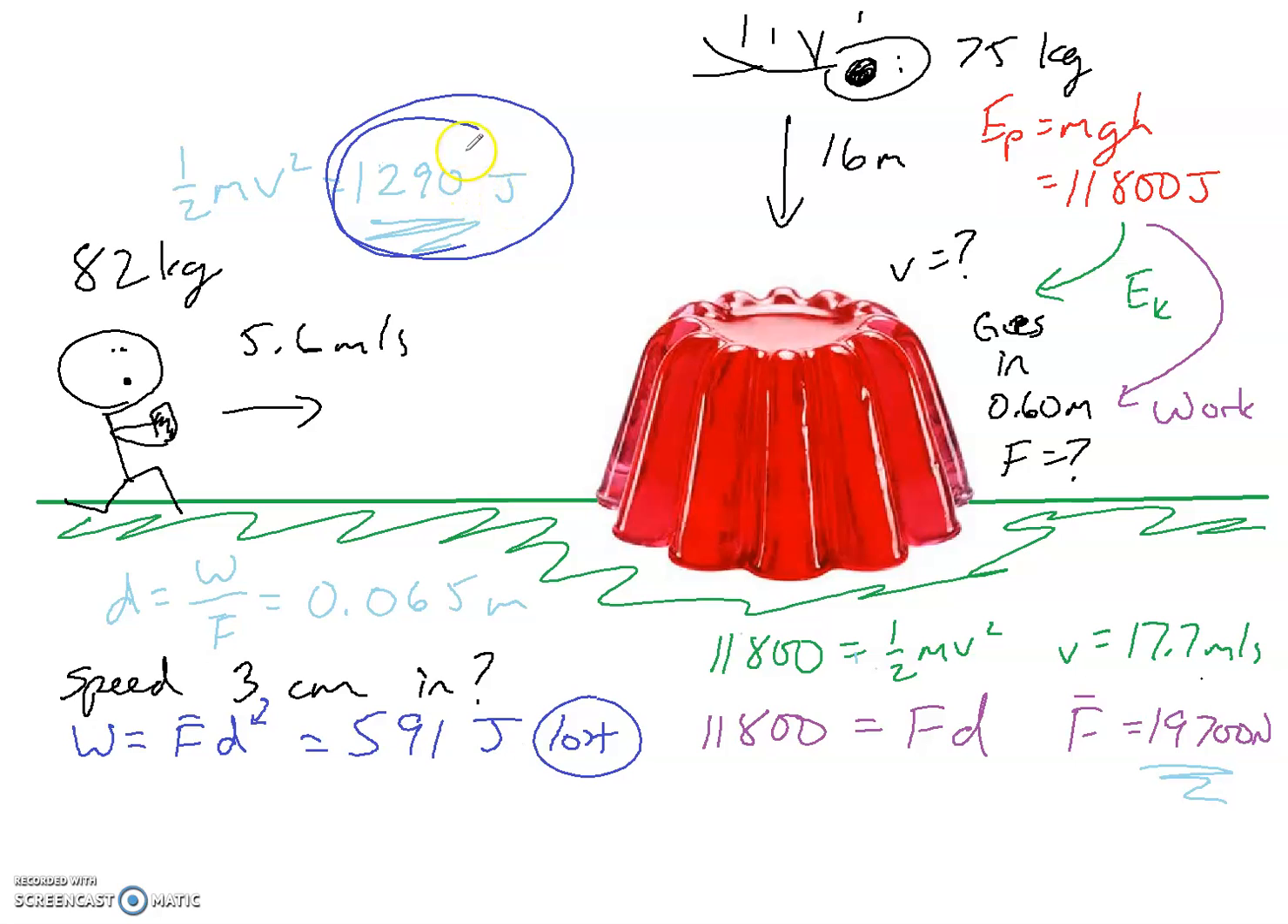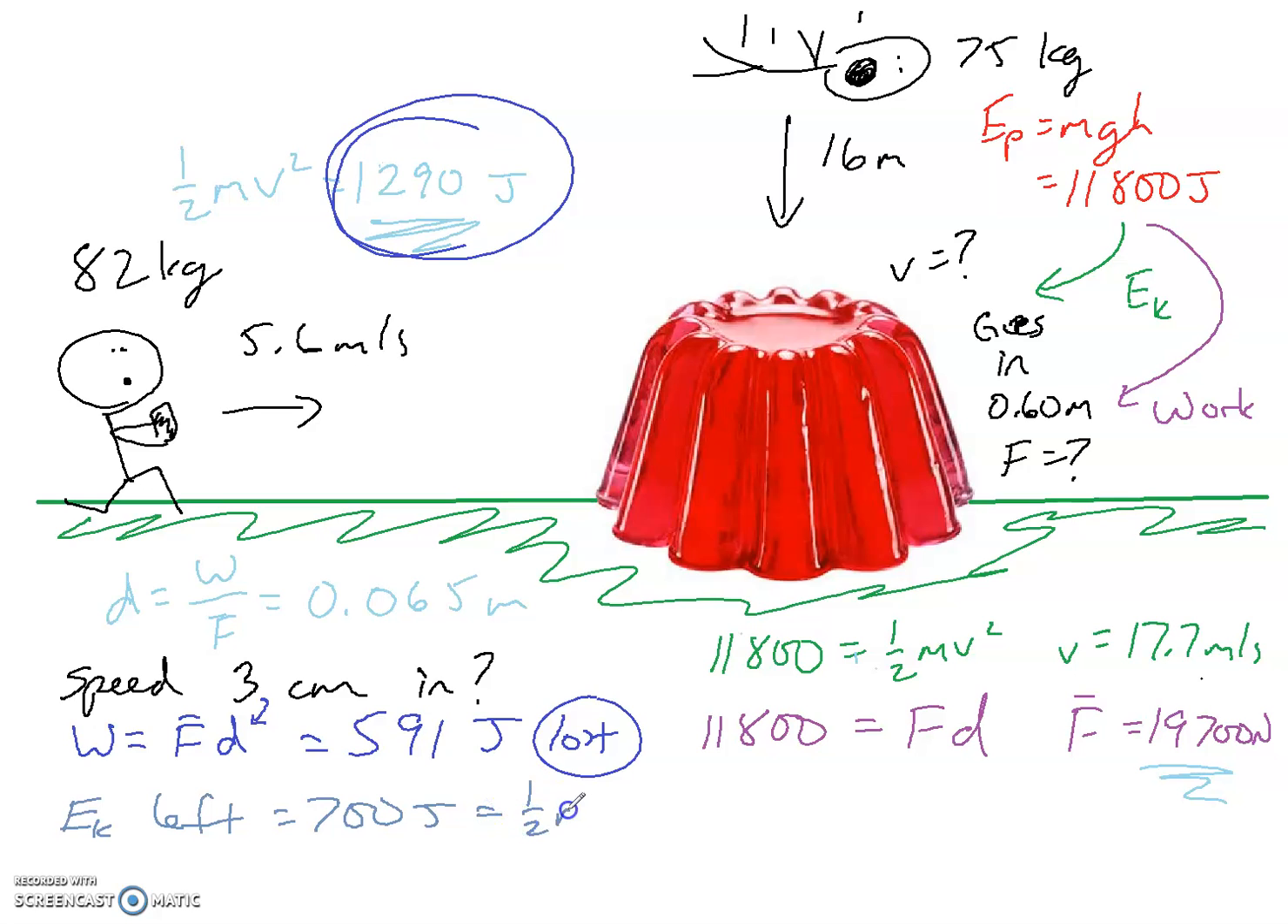So it came in with 1290. Jello did about 590 joules of work on him to slow him down, which means we can subtract the two to find out how much energy he actually has left. Okay, so the remaining kinetic energy will be the difference between the two. The kinetic energy that he has left is going to be the 1290 take away the 590, which is around, let's say, 700 joules. So he's got 700 joules of kinetic energy left.